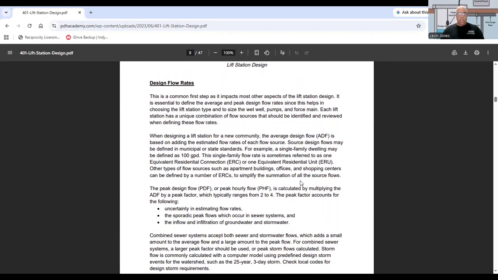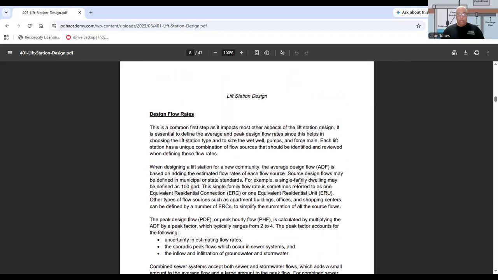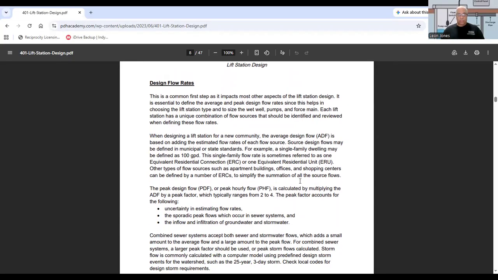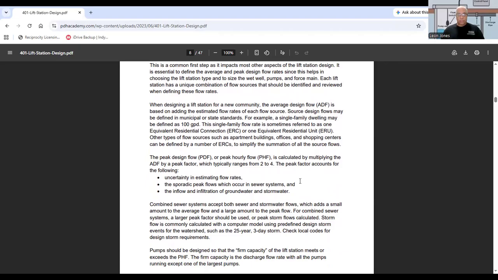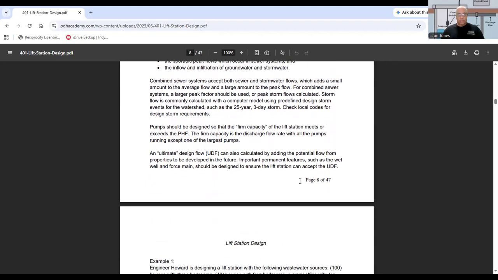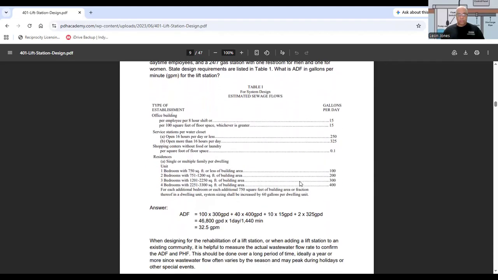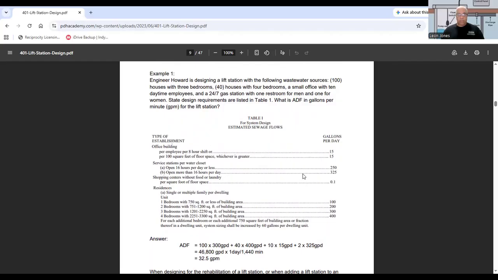So, here you have your design flow rates. And here's some of your calculations.